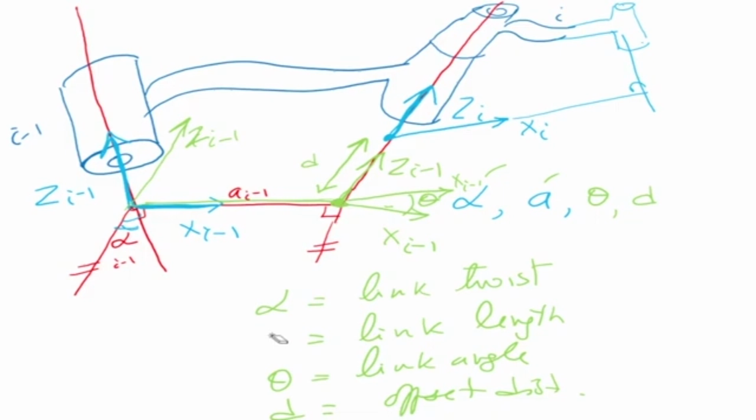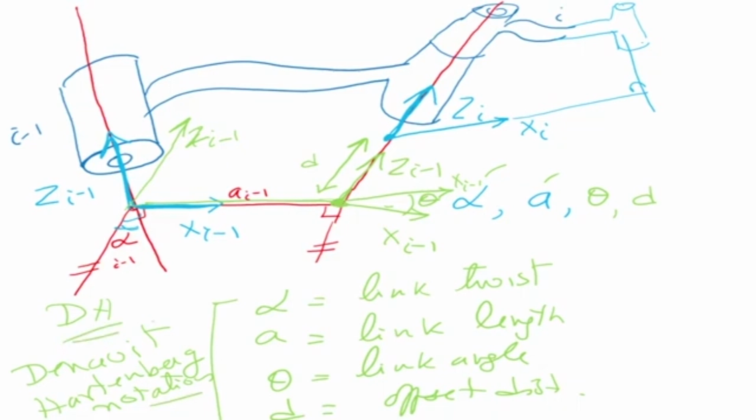So we see that in 3-dimensional space, when the shapes can be of any type in 3D, we need at most 4 parameters to align 2 axes in 3D. These 4 parameters are called the DH parameters, also called Denavit-Hartenberg parameters, or Denavit-Hartenberg notation.